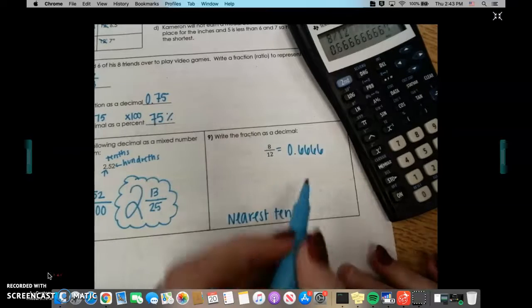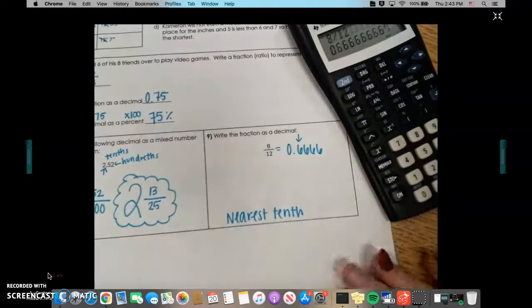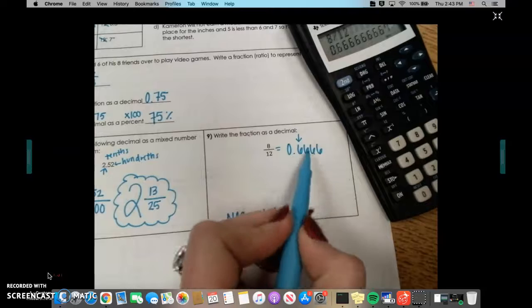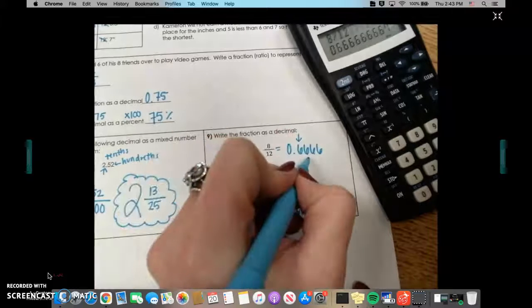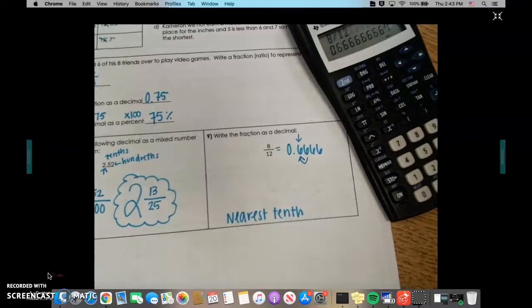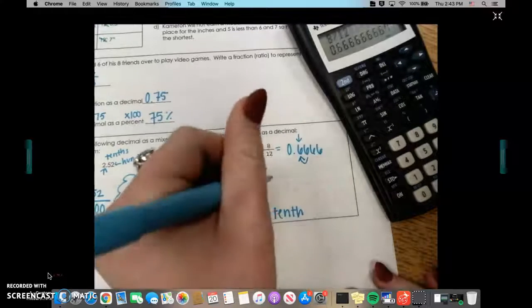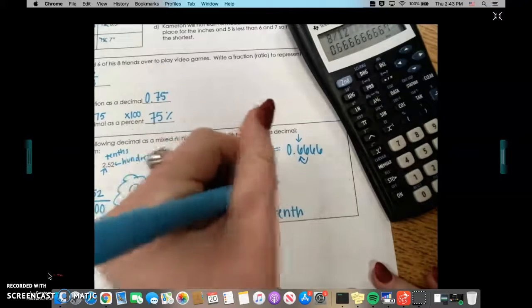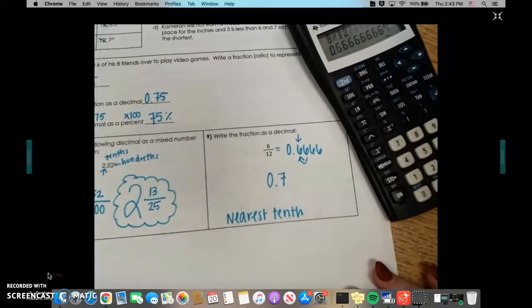To round it to the nearest tenth, we need to look at the number beside it, which would be in the hundredths place. That 6 in the hundredths place tells that 6 in the tenths place to go up to a 7, right? 5 or above, give it a shove. So your final answer should be 0.7.